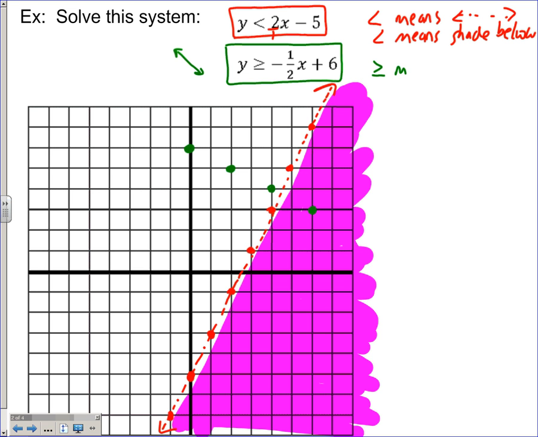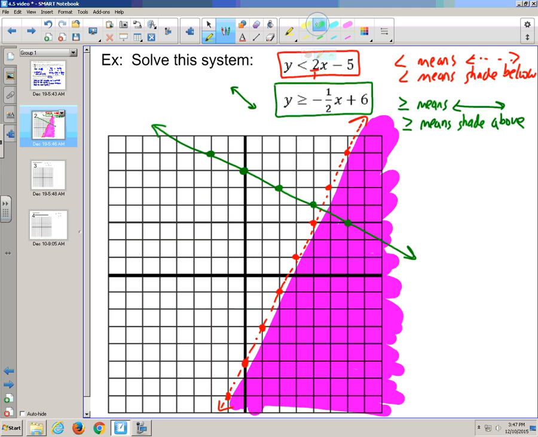Greater than or equal to means solid. Greater than or equal to also means shade above. So I'm going to draw a solid line through these points that I just found. And then I'm going to use my highlighter to highlight above this line.